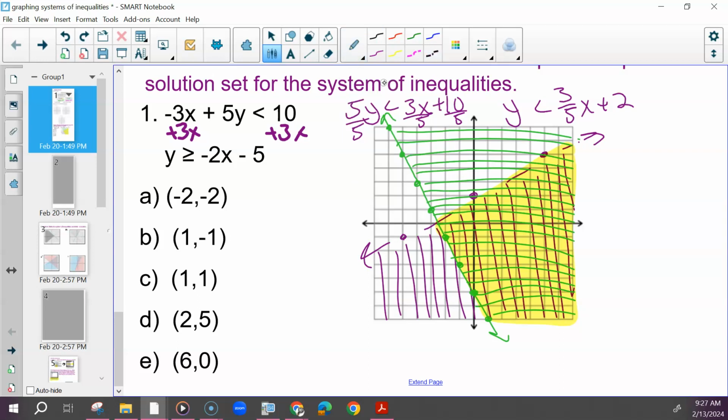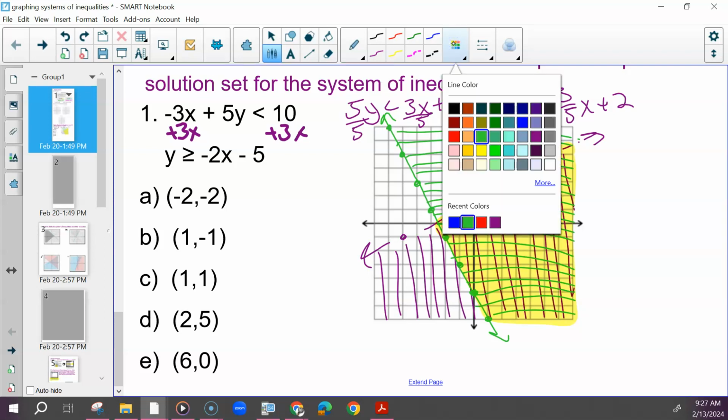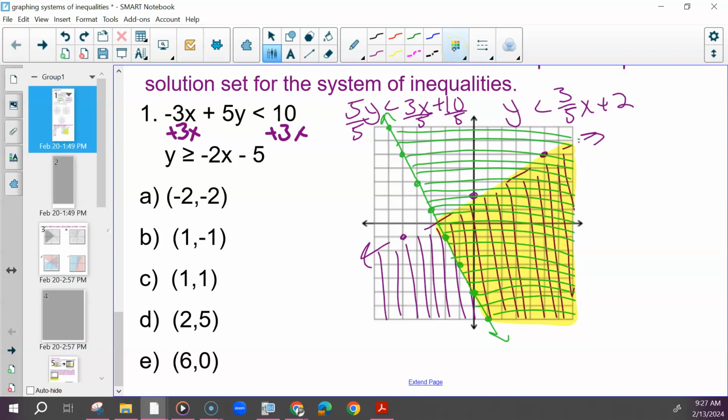And then for your solution points, if it falls in the overlapping shaded area, then it's a solution. If it doesn't, then it's not. So would -2, -2 be a solution? No. 1, -1. Yes. 1, 1. Yes. 2, 5. No. And 6, 0. Yes.